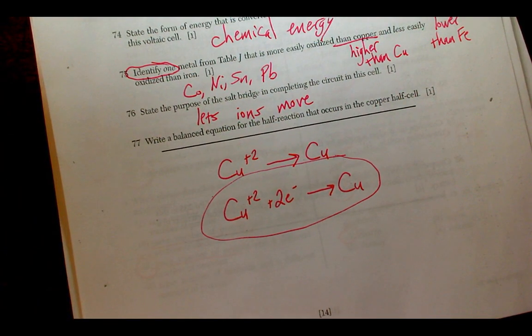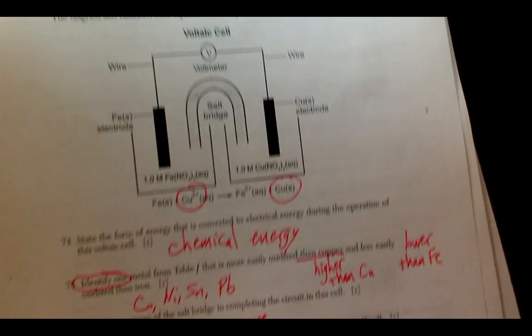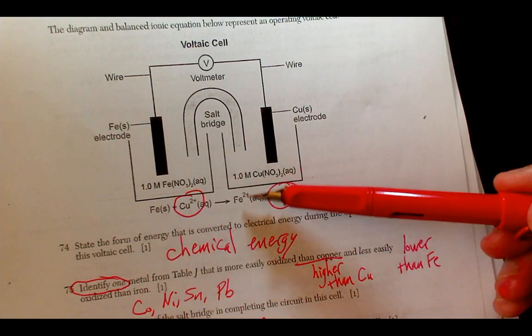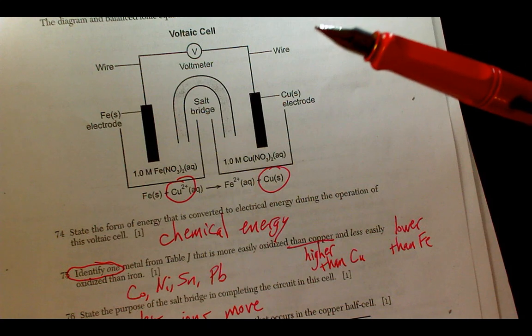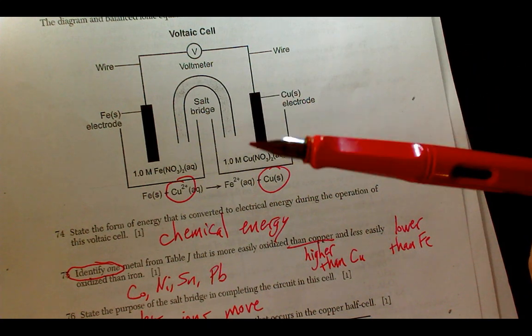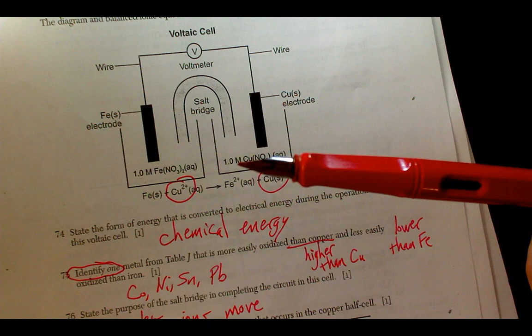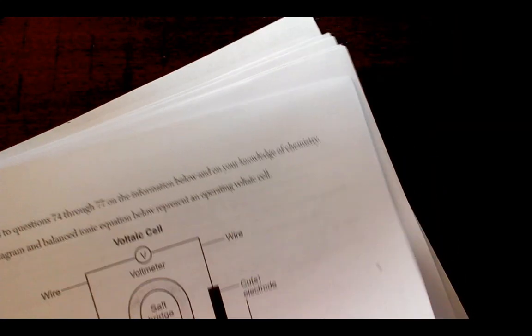That's my half reaction. And that is reduction in this case. It's going from a plus 2 down to a 0 charge for copper. Iron should have been oxidized, and we look back here, 0 to plus 2, that it was. Yeah, iron was oxidized, copper was reduced. Iron's higher up, it gets oxidized, copper's lower down, it gets reduced.